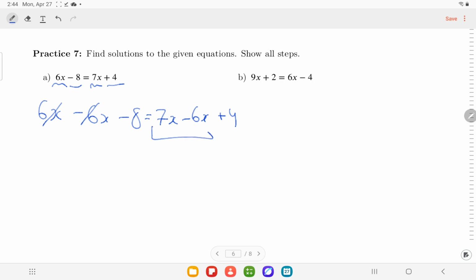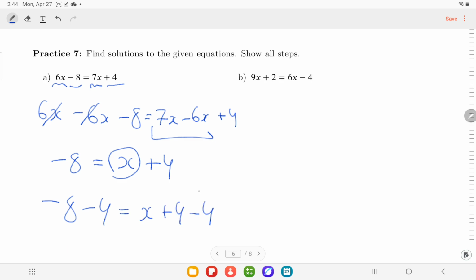And since 7x and 6x are like terms, we can subtract them right away. And then to isolate our x, we will subtract 4 from both sides. And so we end up with x equals negative 12.